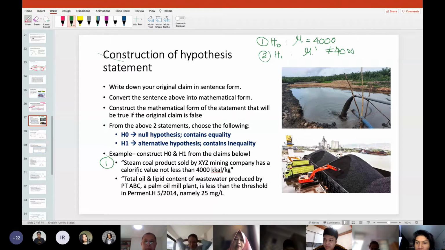Right. Look at the sentence. It should be not less than 4,000. So what should we put? Not equal to, or larger, or which one? Larger, yes. Okay. So good. So this is the hypothesis that we construct based on the claim.